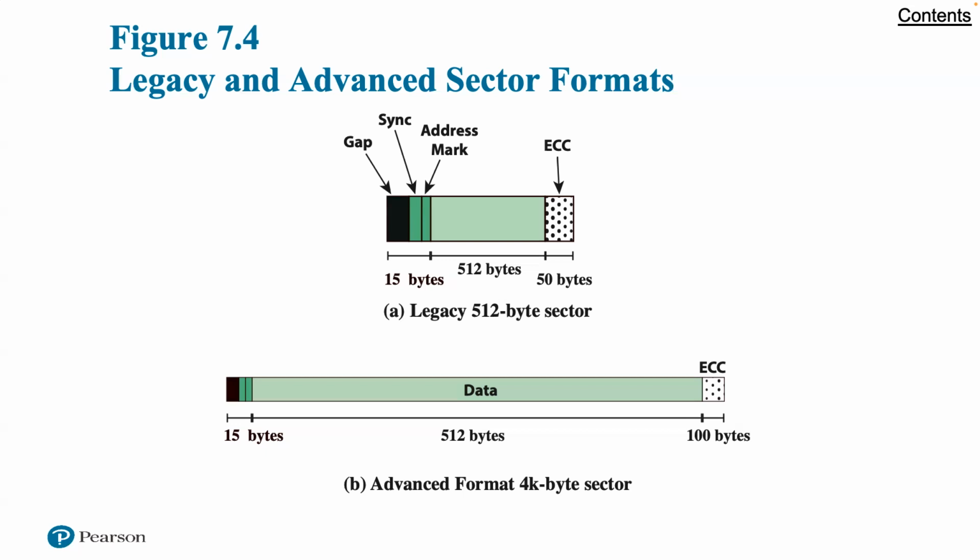Accordingly, the industry has responded by standardizing a new format for a 4096 byte block illustrated in 7.4b, and so that's what we're seeing down here. The data block is a lot larger. The header remains at 15 bytes, and the ECC is expanded to 100 bytes, yielding a format efficiency of 4096 divided by 4096 plus 115, which gives an overall efficiency of 97%, almost a 10% improvement in efficiency. More significantly, doubling the ECC to 100 bytes enables correction of longer sequences of bit errors.